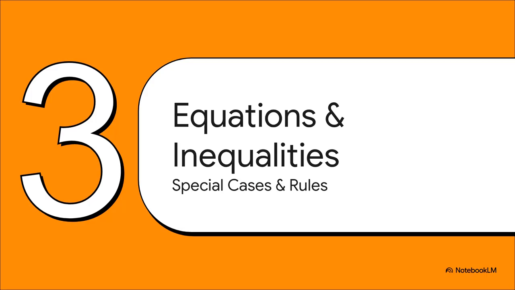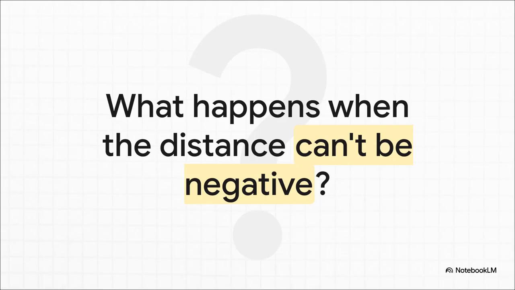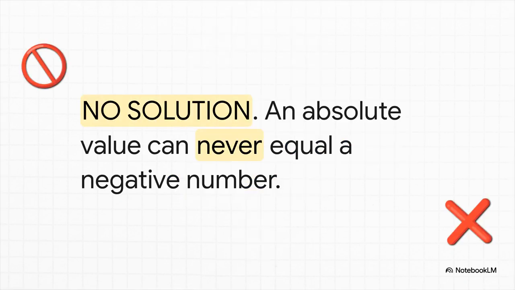So this two-case logic is super powerful, right? But you gotta be careful. It also reveals some common traps and a few special rules, especially when we start talking about inequalities. But hang on a second. What if a problem asks you to find a value whose distance is negative? Like, what if you do all that work to isolate the absolute value and you end up with it being equal to negative 6? Yep, no solution at all. It's a trick question. It's impossible.